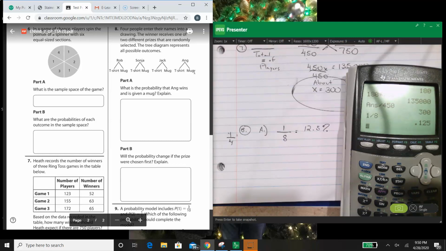Let's look at part B. So for part B, what is the probability change if the prize were chosen first?